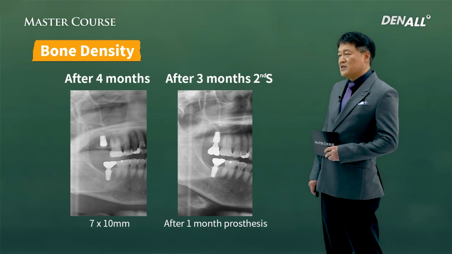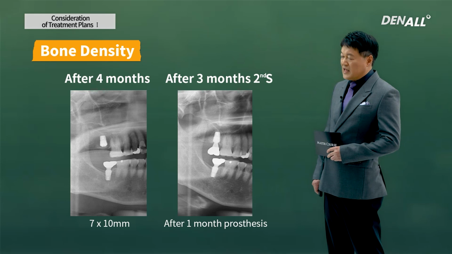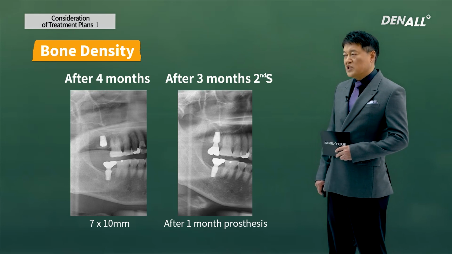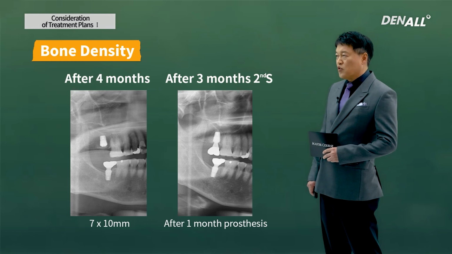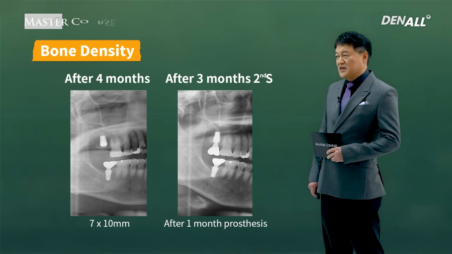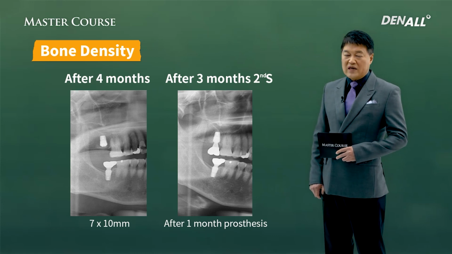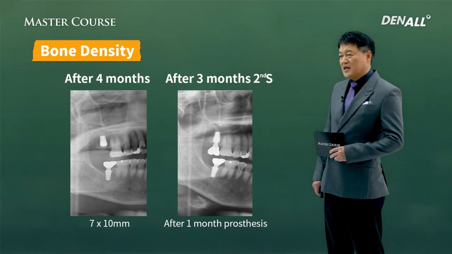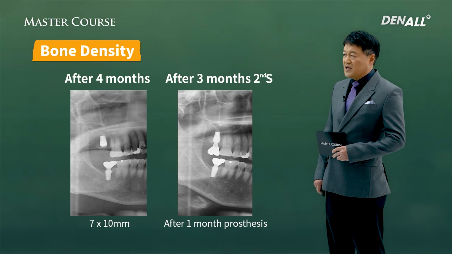After 4 months, I placed the implant. I placed a diameter 7 implant. It was very difficult and did the 2-stage surgery. Second surgery was done 3 months later, and 1 month later, prosthetics were delivered. In soft bone, it is difficult to gain initial stability, so you need to do underdrilling by 1 size or 2 sizes to gain best initial stability.